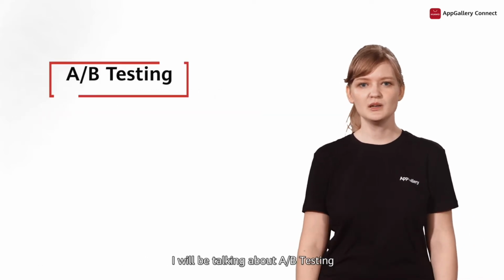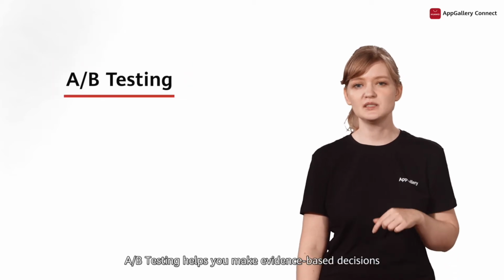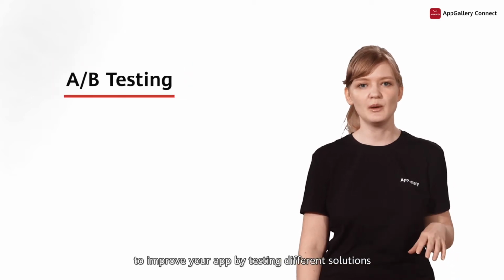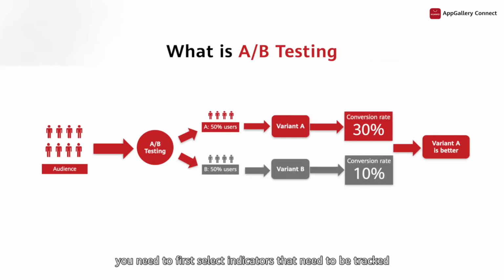Today, I will be talking about A/B testing. A/B testing helps you make evidence-based decisions to improve your app by testing different solutions with different groups of users. To perform an A/B test, you need to first select indicators that need to be tracked. For example, user retention rate, conversion rate, and interaction duration.